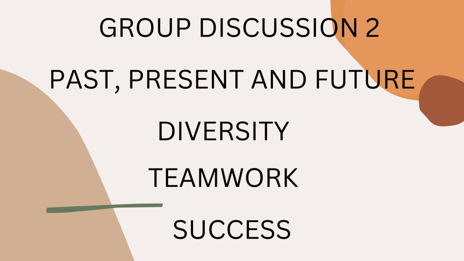The next one we will discuss about the past, present, and future, then diversity, then teamwork, then success. I think I have written it in a jumbled way. I will tell you in a sequence wise. So firstly we have group discussion 2, then we will have diversity, then we will have teamwork, then we will have past, present, and future, and then we will have success. So let's quickly start with the group discussion 2.